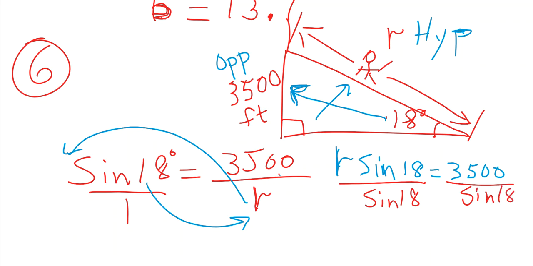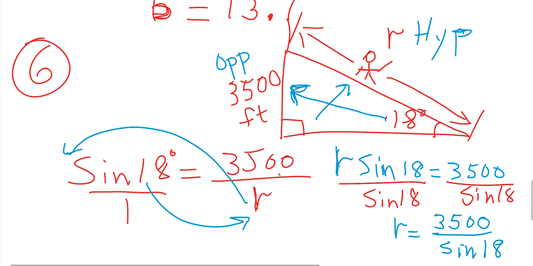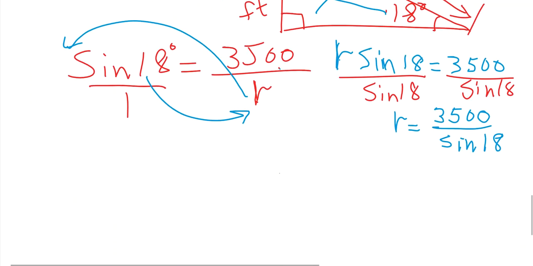And we're going to be left with r equal, okay? R equal what? R is equal to 3,500 divided by sine of 18. Okay, 3,500 divided by sine of 18. And by the way, that's 3,500 what? Feet. And sine of 18 is just a ratio. It's just a number. There's no units on it. So our answer will come up in feet.